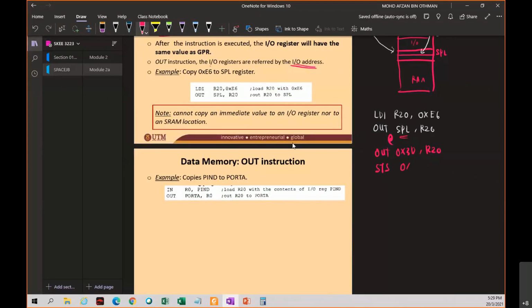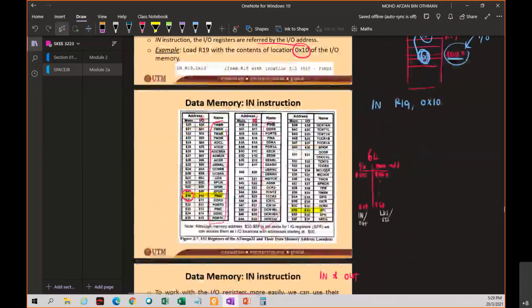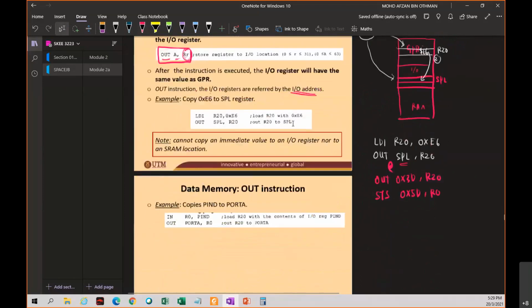Ataupun tak nak pakai out instruction, you can use the STS instruction pun boleh. STS 0x5D, R20. Okay, kenapa 5D? Sebab tadi kita dah check. Nampak ni, 5D untuk refer to memory address.